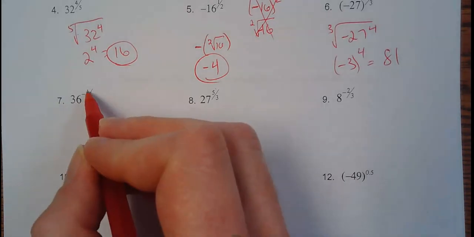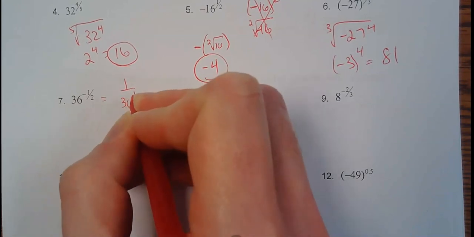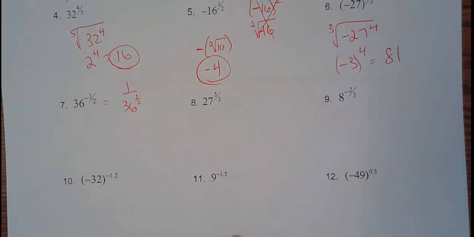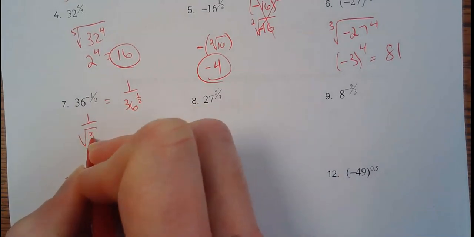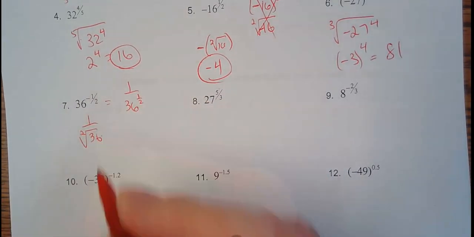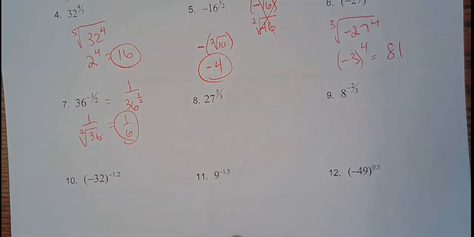This guy here, a negative exponent, that's the same thing as 1 over 36 to the positive 1/2. Doesn't mean the answer is negative. It means that it's going to be a fractional answer instead of a big number answer. So this would be the same thing as 1 over, 2 is the root, 1's the exponent. So the square root of 36 is 6, so 1/6.